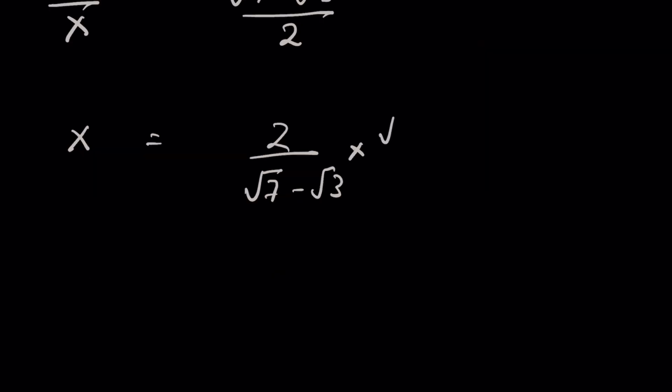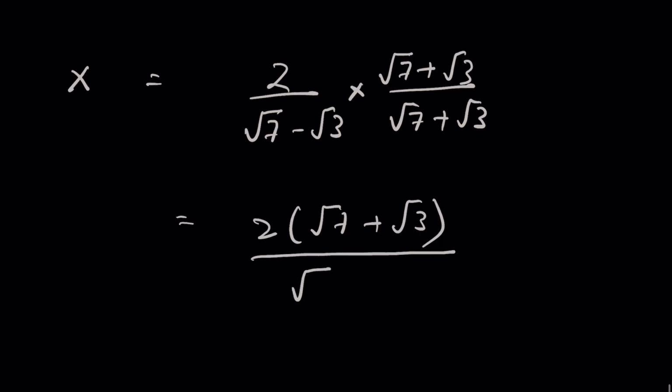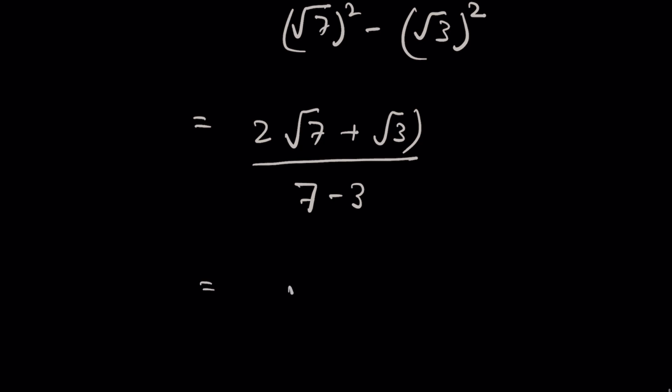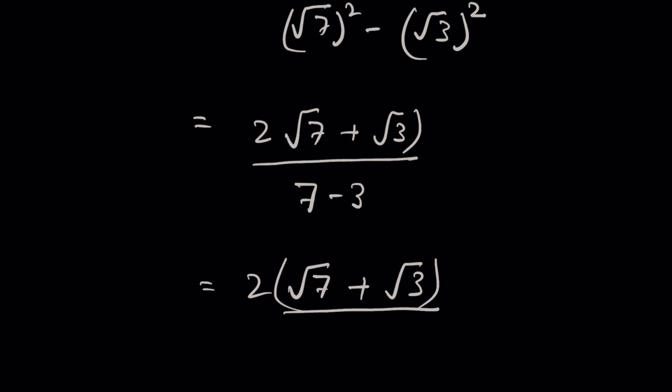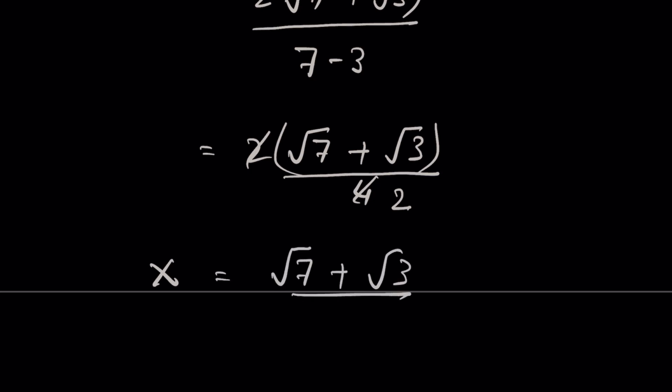Again rationalize the denominator: 2 times square root of 7 plus square root of 3 upon square root of 7 square minus square root of 3 square, or 2 times square root of 7 plus square root of 3 upon 7 minus 3, which is 4. So 2 upon 4 gives us 1 upon 2. So x is equal to square root of 7 plus square root of 3 upon 2.